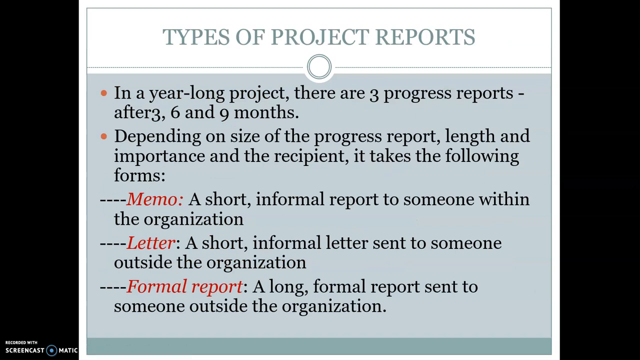The next important thing is the types of project reports. There are 3 types of project reports, and in a year long project, there are customarily 3 progress reports, one after 3, 6, and 9 months. So the first one will be on the third month, the next progress report on the sixth month, and the last one will be on the ninth month. Depending on the size of the progress report, the length and importance of the project, and the recipient, the progress report can take the following forms.